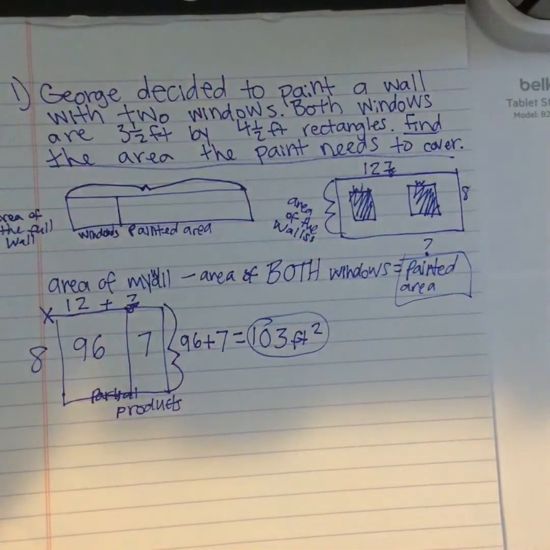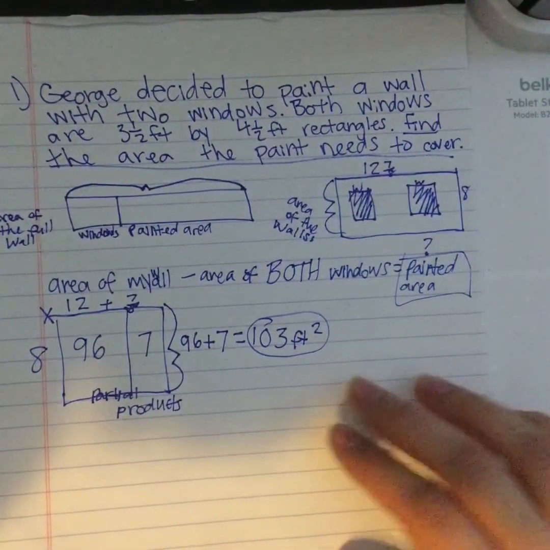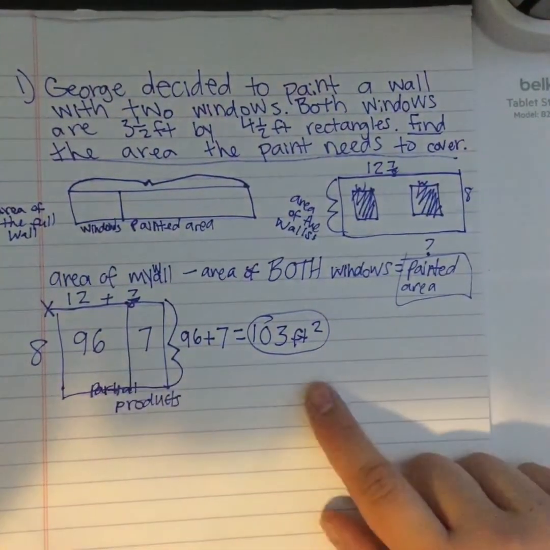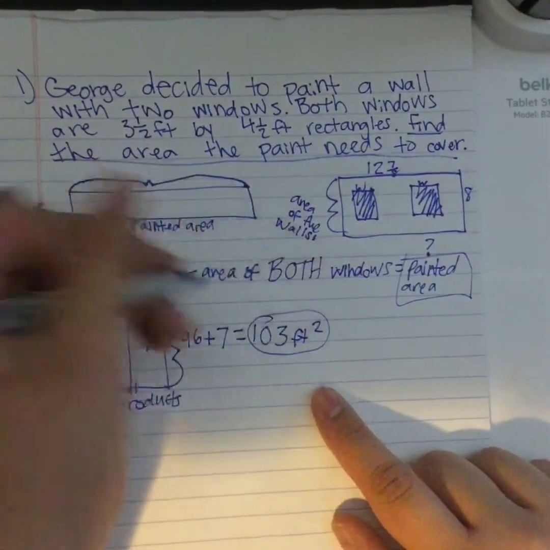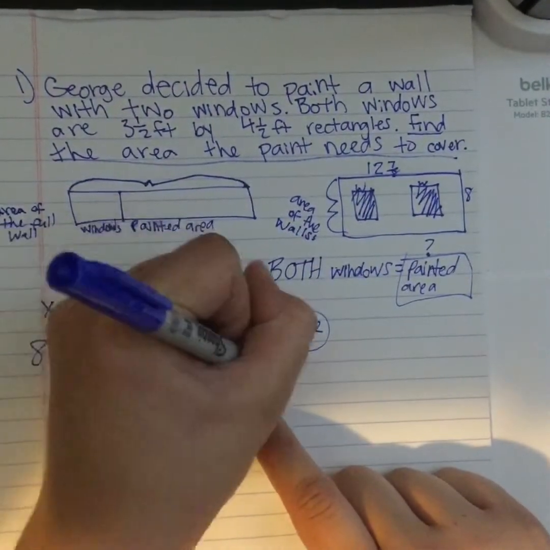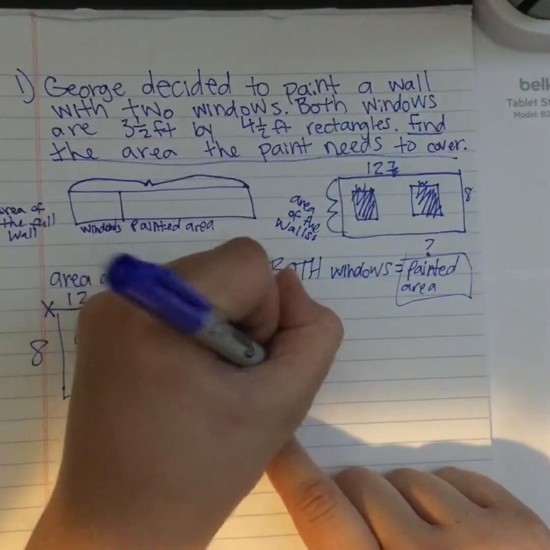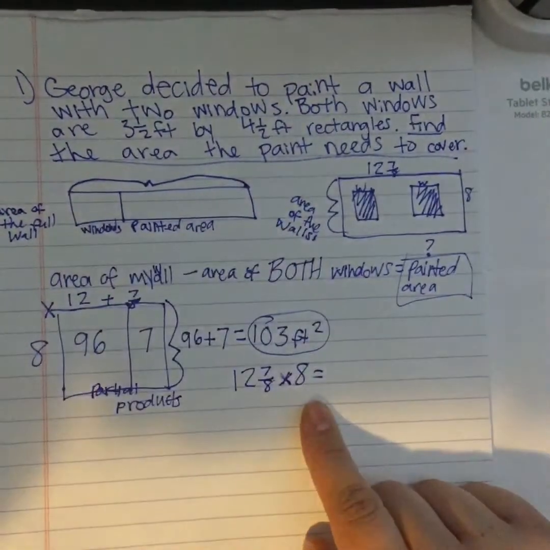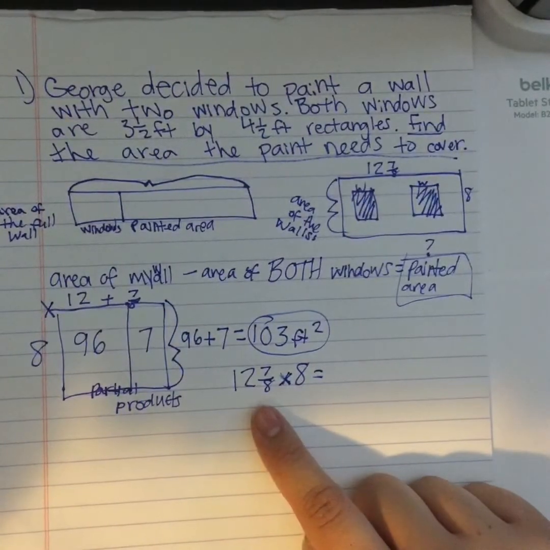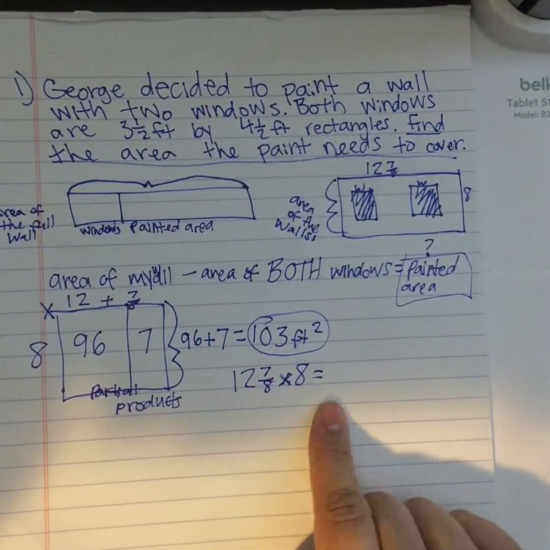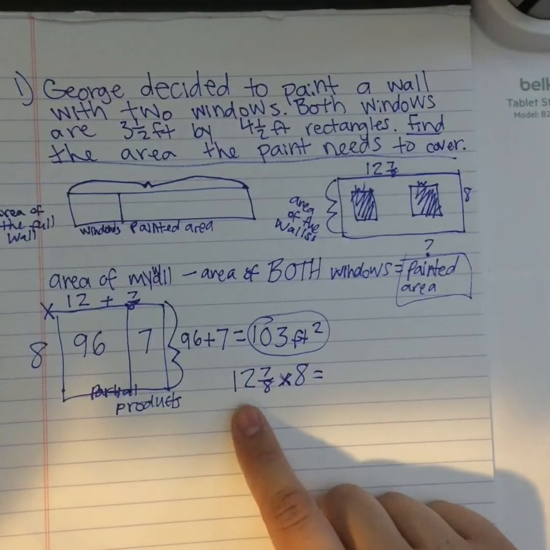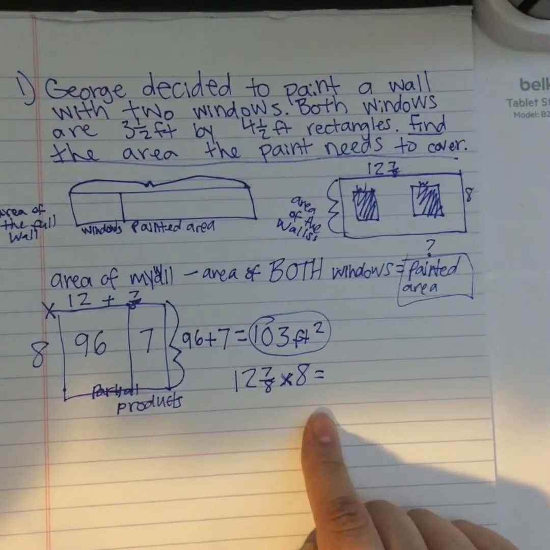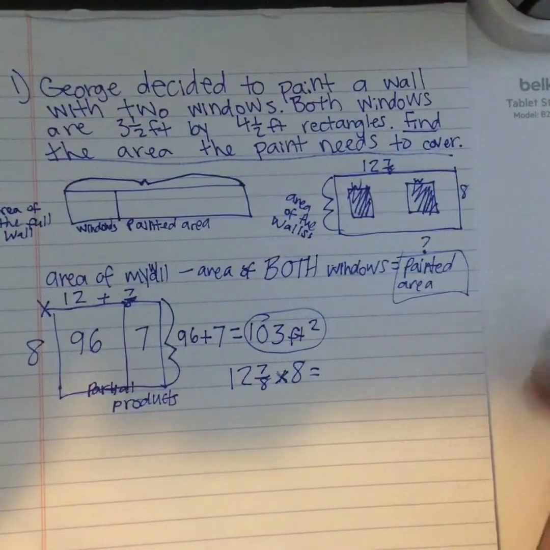Now, if I'm going to do the standard algorithm, what I need to do is set up the problem as if I'm just going to solve it. So 12 and 7/8 times 8 equals. The first step would be to set up the problem. The second step would be to create improper fractions, or fractions greater than 1.